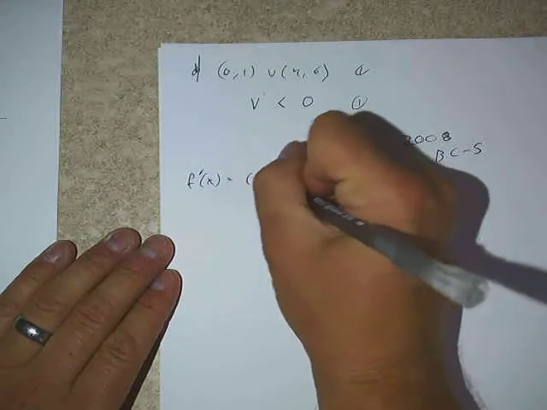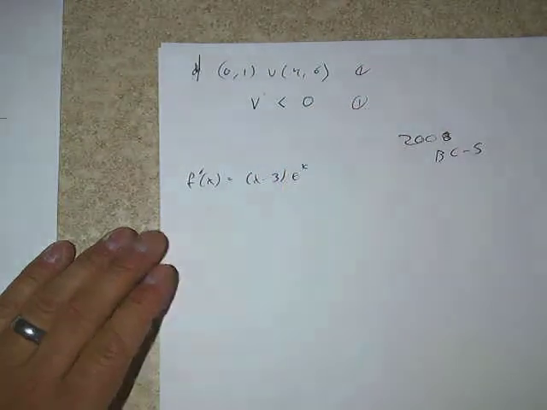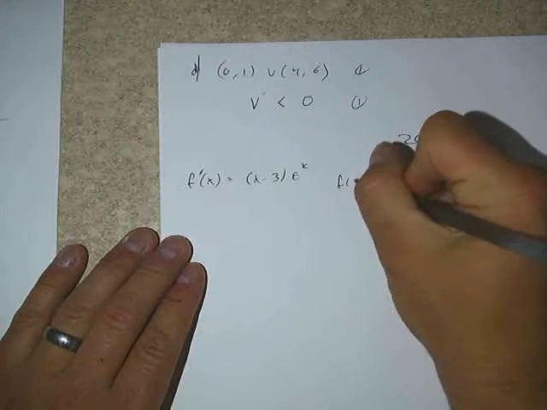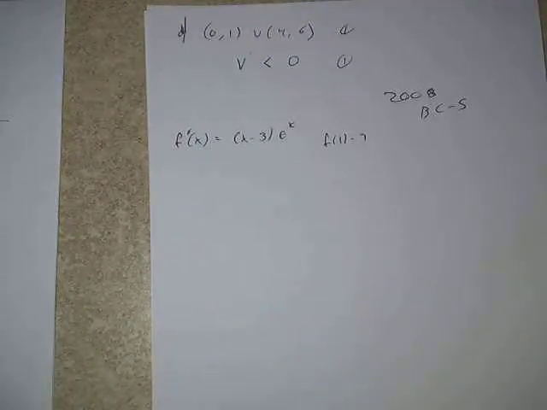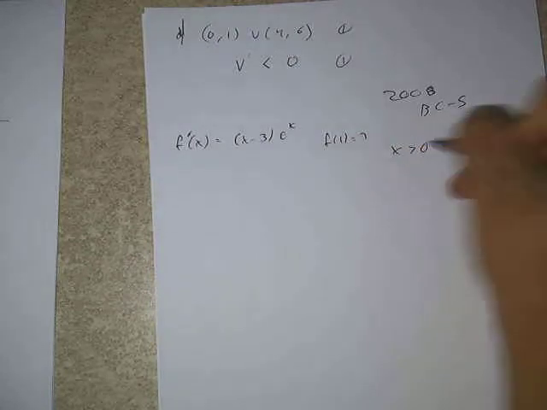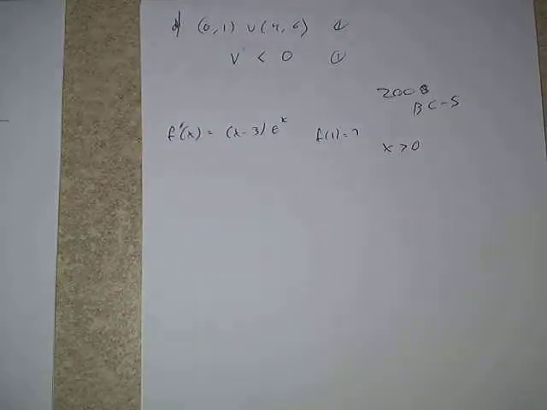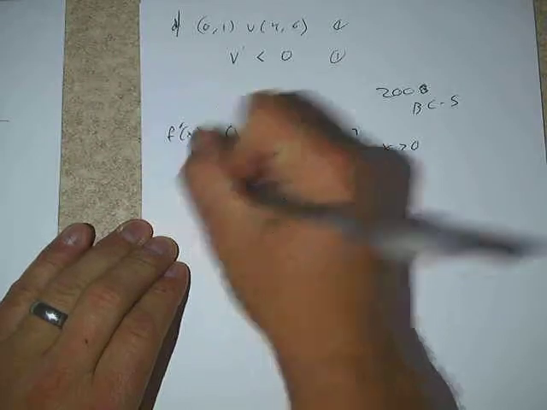Alright, let's check out 2005 then, see how we did. 2005, 2008 still. Number 5. We have a derivative function given here that tells us that f prime is x minus 3 times e to the x for x greater than 0. And we know that f of 1 is equal to 7. Given information for us. And again, we're dealing with only x greater than 0 at this point.